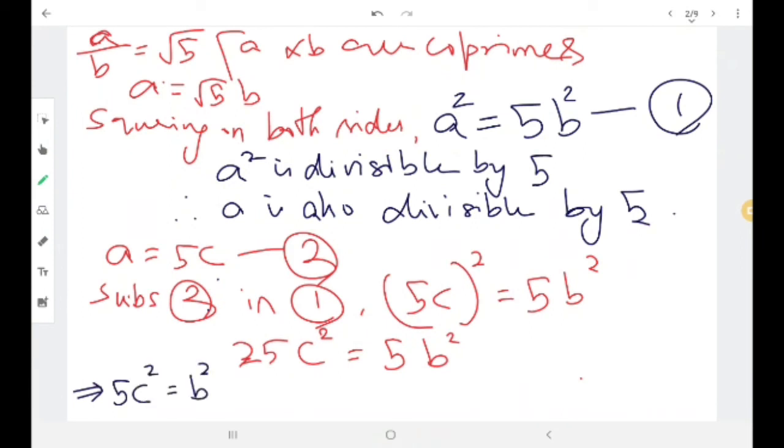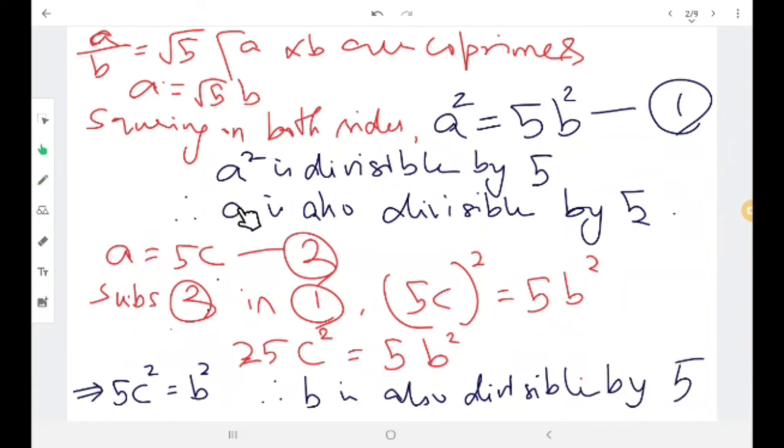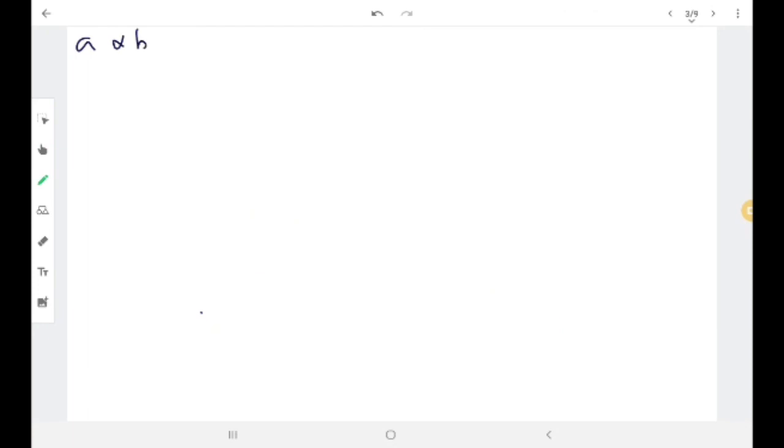So b square is a multiple of 5. Therefore b square is divisible by 5. Therefore we can say b is also divisible by 5. a is divisible by 5, b is divisible by 5. From that we can say a and b have at least 5 as a common factor.